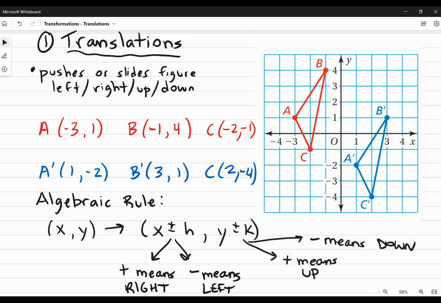So what I did first here was I just labeled the coordinates of the pre-image. So the pre-image is capital A, capital B, capital C. So A was at -3, 1, B was at -1, 4, and C was at -2, -1. Then I wrote down the coordinates of the image, the result of the translation. So A prime is at 1, -2, B prime is at 3, 1, and C prime is at 2, -4. Just make sure to include that prime symbol there after the C.